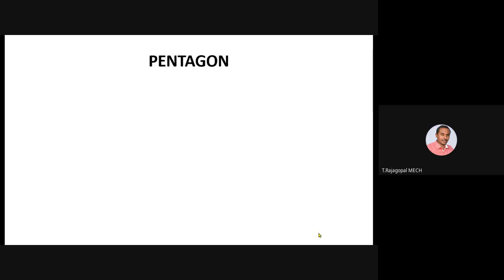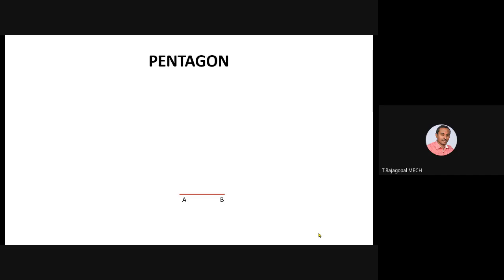Five sides are in a pentagon. All the sides are equal if it is a regular plane surface. So, our plane surface is a pentagon, a regular plane surface, five sides are equal. With this, we can start the problem. And here you can check one side as AB.